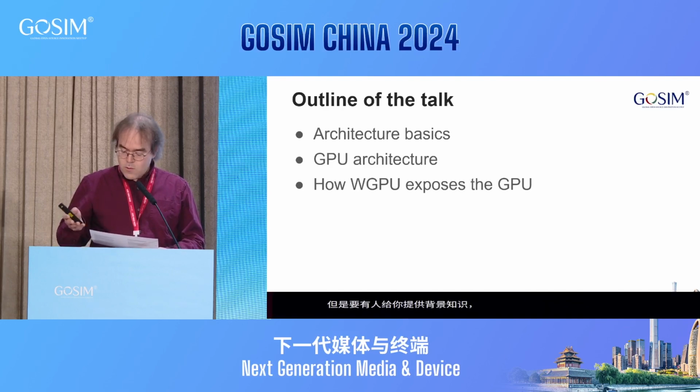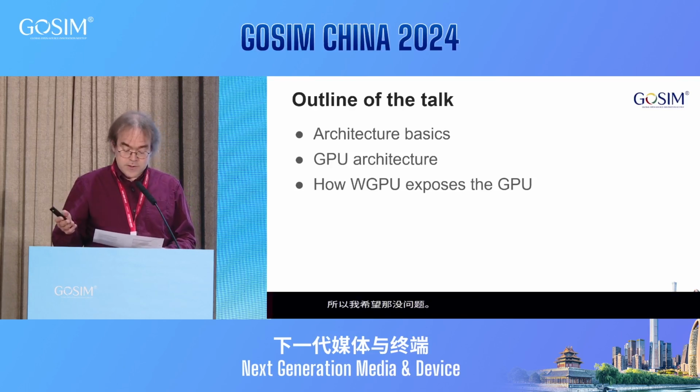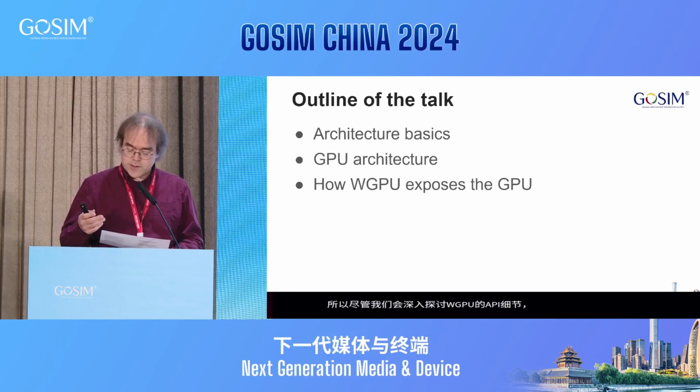While we will get into WGPU's API details at the end, for the first third of this presentation, I want to talk about some of the fundamental facts about digital architecture that we all have to deal with. After that, I want to talk about how GPUs specifically try to balance various constraints to be useful for their job. And then finally, we can talk about WGPU, which at that point should be pretty easy.